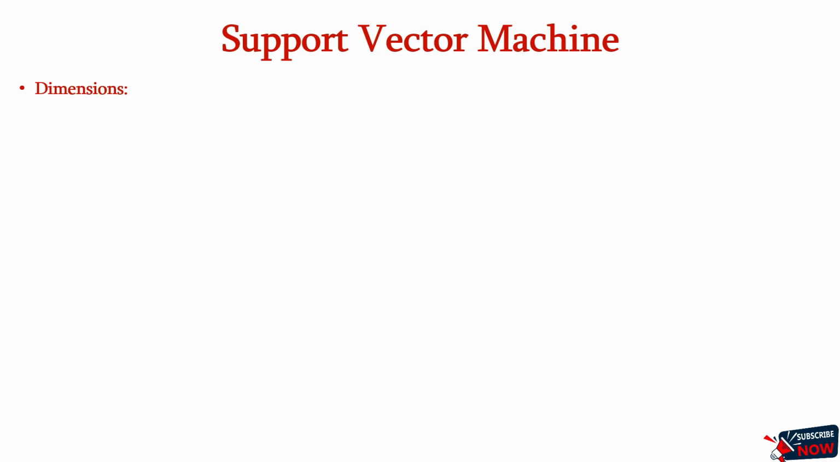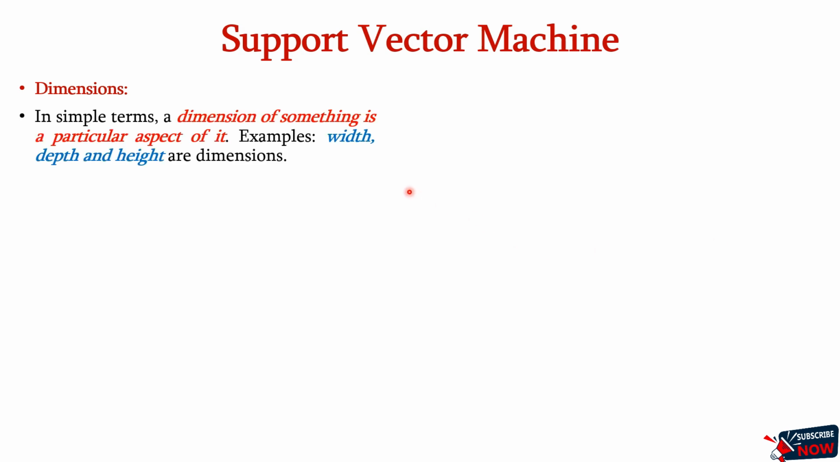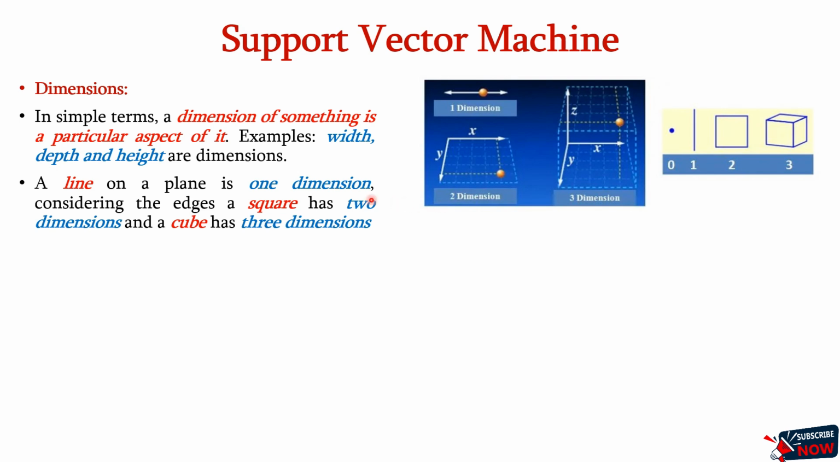Before we discuss the concept of SVM in detail, let us understand about dimensions. In simple terms, a dimension of something is a particular aspect of it. Examples of dimensions are width, depth and height. A line on a plane is one dimension as mentioned here. The edges of the square have two dimensions and the cube has three dimensions.